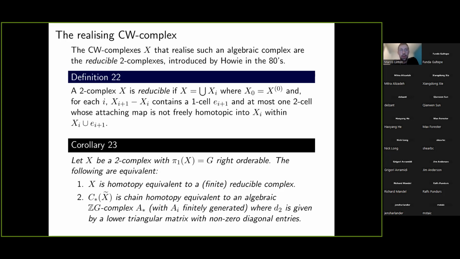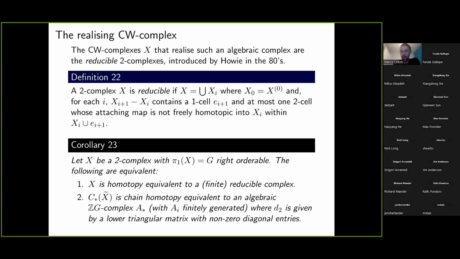One direction is new, and it's a consequence of the theorem on the previous slide. The other direction is essentially due to work of Howie from the 80s. I'm not sure I've seen the results stated in exactly these terms. So one direction is due to Howie, and the other direction is a consequence of the previous theorem.